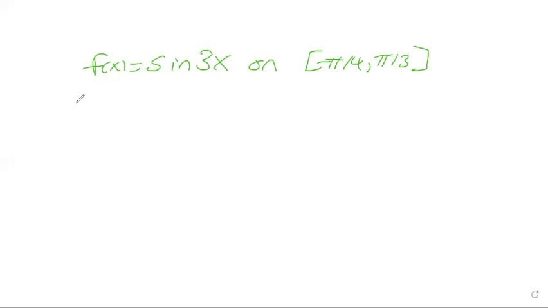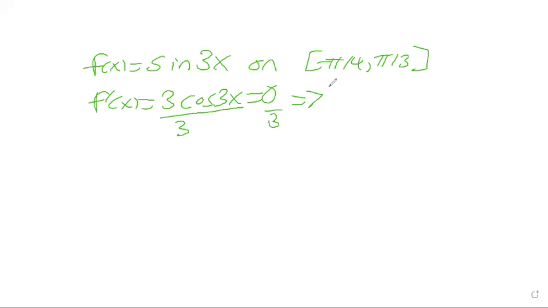So now suppose I have the function f of x equals sine of 3x, where x is on the interval -π/4 to π/3. Well, just like the last one, I got to find the first derivative and set it equal to 0, because that's how we find our critical points. So the derivative of sine 3x is cosine 3x times 3, set equal to 0. So I divide both sides by 3. Cosine of 3x equals 0.